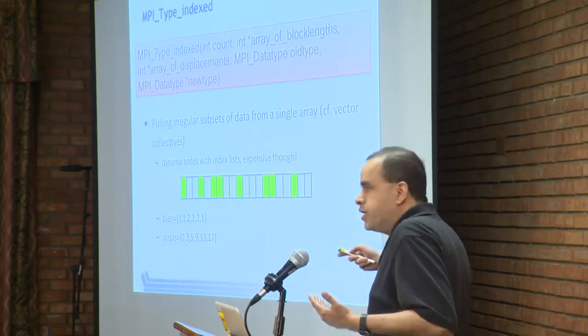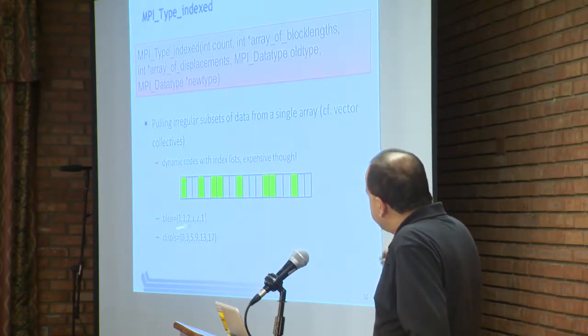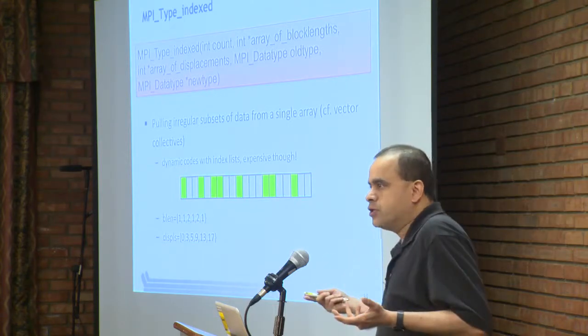All that is passed as an array. And then you pass the old type, and then you get out of it a new type. So this is a more complicated pattern. So yeah, this is how you would fill this array.